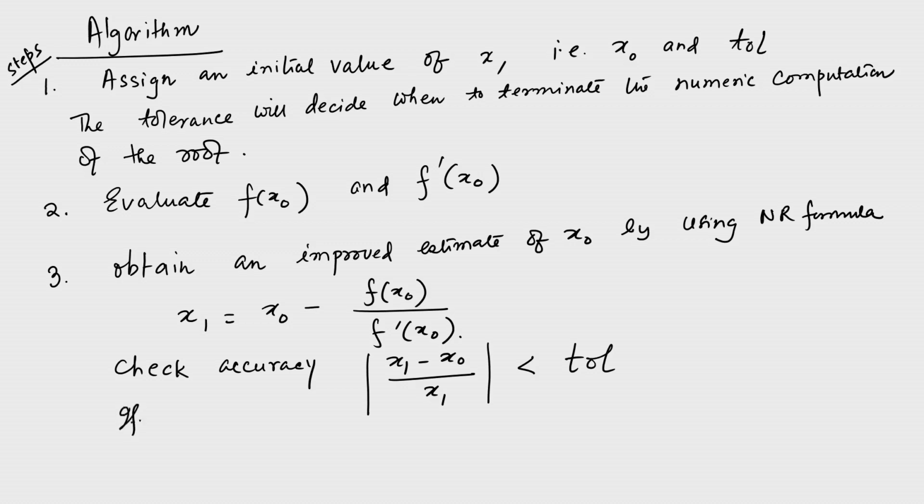whether it is falling below the tolerance, TOL. And if it is yes, you stop, and if no, go back to step 3, and then of course, stop once you find that this condition is met. So, this is the simple algorithm of this method.